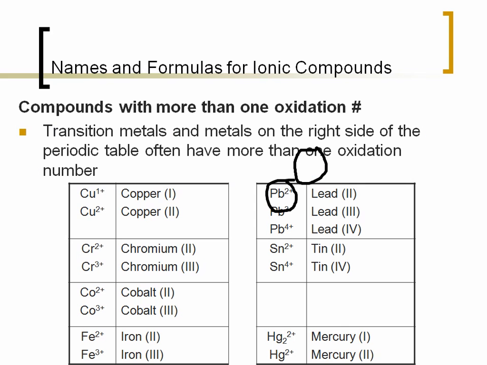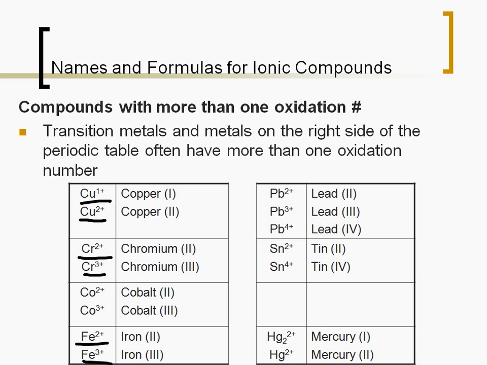Just to show a few examples, compounds with more than one oxidation metal are usually found in the transition metals or metals on the right side. So if you notice here, copper can be a +1 or a +2, or chromium can be a +2 or a +3. Iron can be a +2, +3, and so on and so forth. I haven't even memorized all of them.